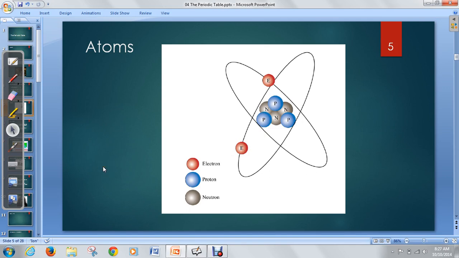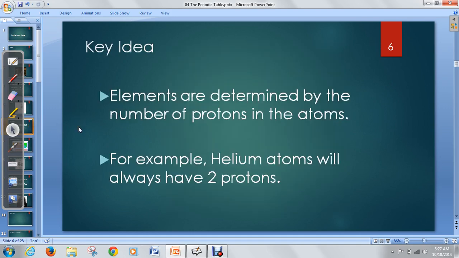Okay, but we want to look at how elements are formed from atoms and what determines what type of element an atom is going to be. So we have this key idea that any element is determined by the number of protons in that atom. For example, helium atoms will always have two protons. So if you have an atom, it doesn't matter how many neutrons it has, doesn't matter how many electrons it has, if it has two protons, it's going to be a helium atom.